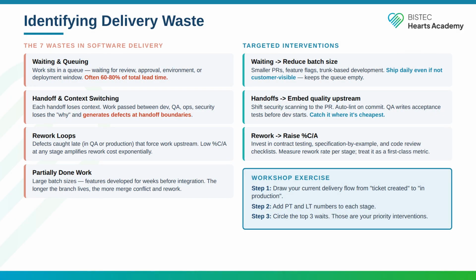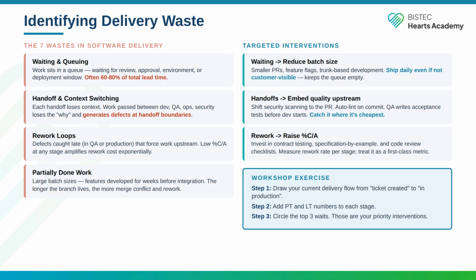The 7 wastes from lean manufacturing map directly to software delivery. Overproduction is building features no one uses, which is common when teams do not validate with users before building. Waiting is the dominant waste in most delivery systems. Waiting for review, for an environment, for an approval, for a dependency team. Transportation is handoffs. Every time work changes hands, context is lost and queues form.